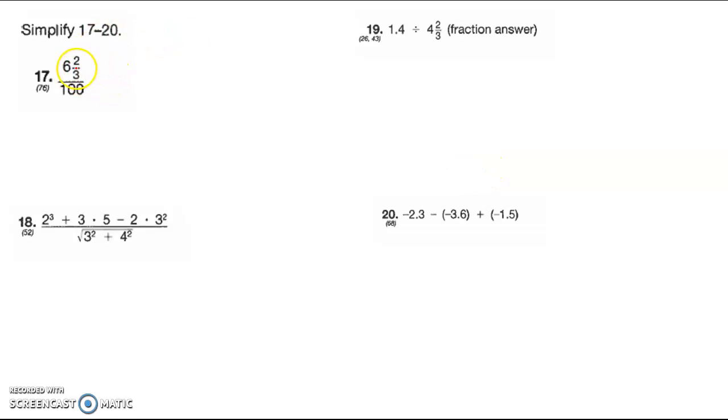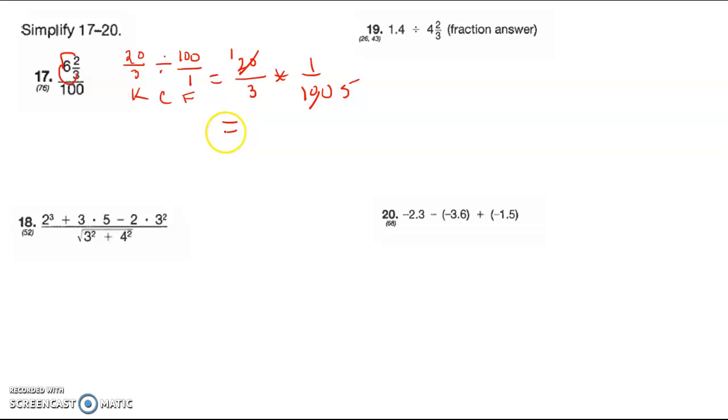Okay. 17 was also one of the most missed, so the first thing I have to do is popcorn this. 3 times 6 is 18, plus 2 is 20, so I have 20 over 3 divided by 100 over 1. I'm going to keep change flip, which gives me 20 over 3 times 1 over 100. 20 goes into 100 5 times. Yeah, no, I got that. So I have 1 over 15.